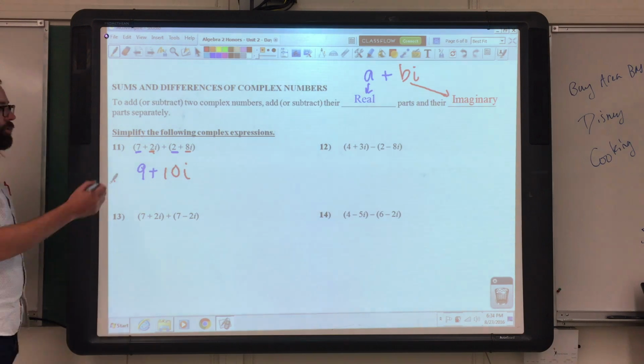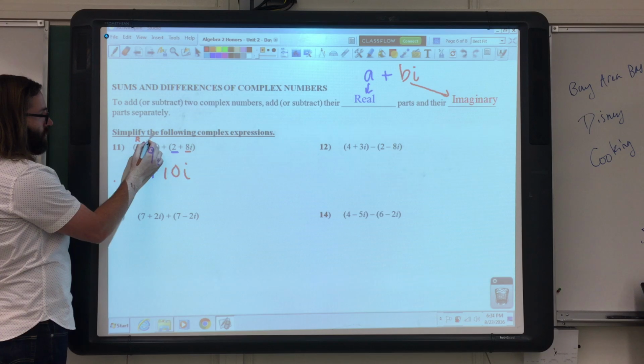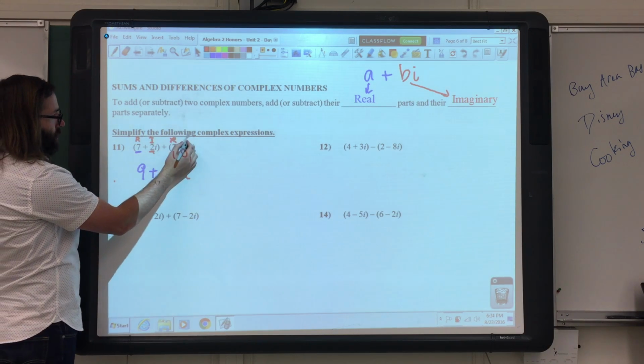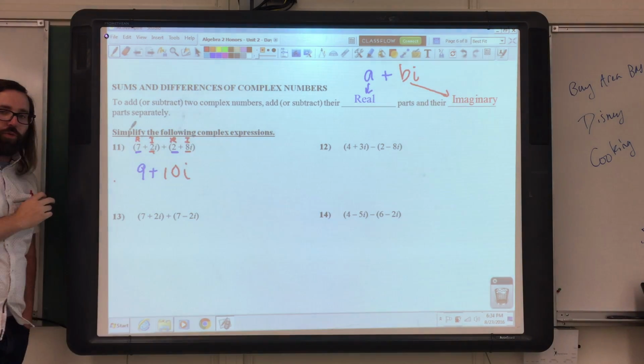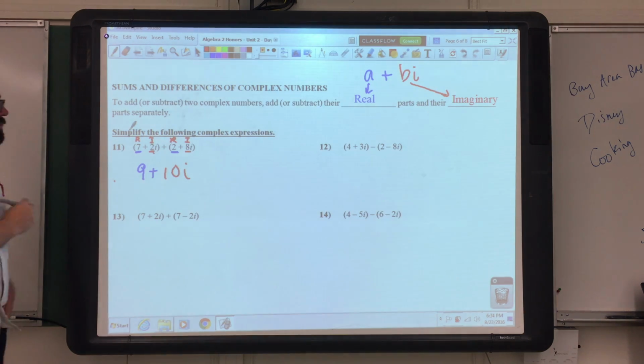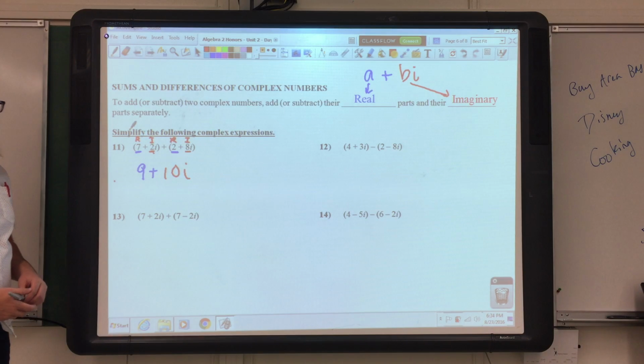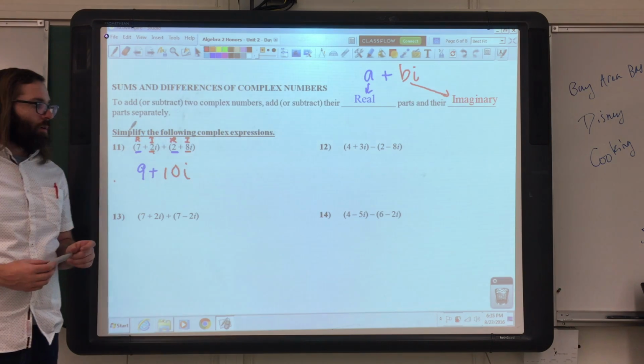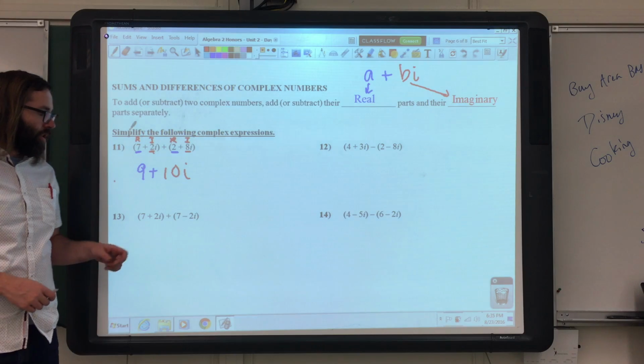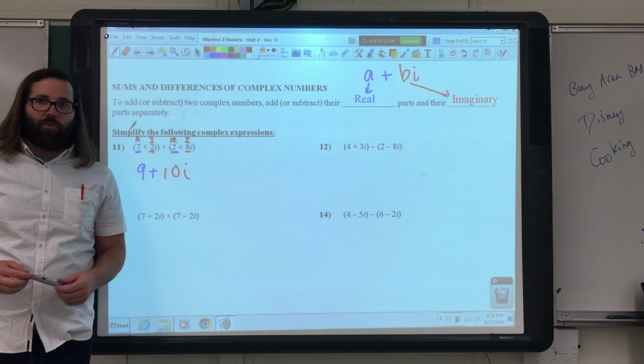Okay, another thing you can do is you can just label this R, I, just so you know which ones you have to add together. So you add the two reals and then the two imaginaries. So in your groups, work on 12, 13, 14 real quick.